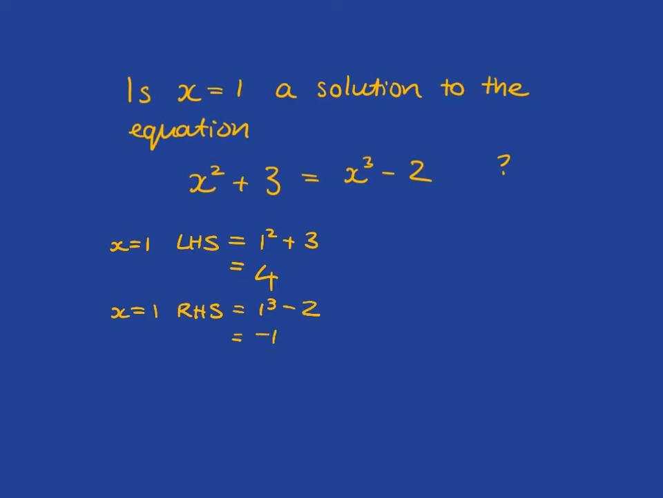So when we take the value x equal to 1, this side of the equation gives us the answer 4. This side gives us the answer -1. And 4 is not the same as -1. In other words, putting in x equal to 1 in the equation does not make the equation true, does not make the two sides of the equation equal to each other. And so our answer is no, x equal to 1 is not a solution to the equation.